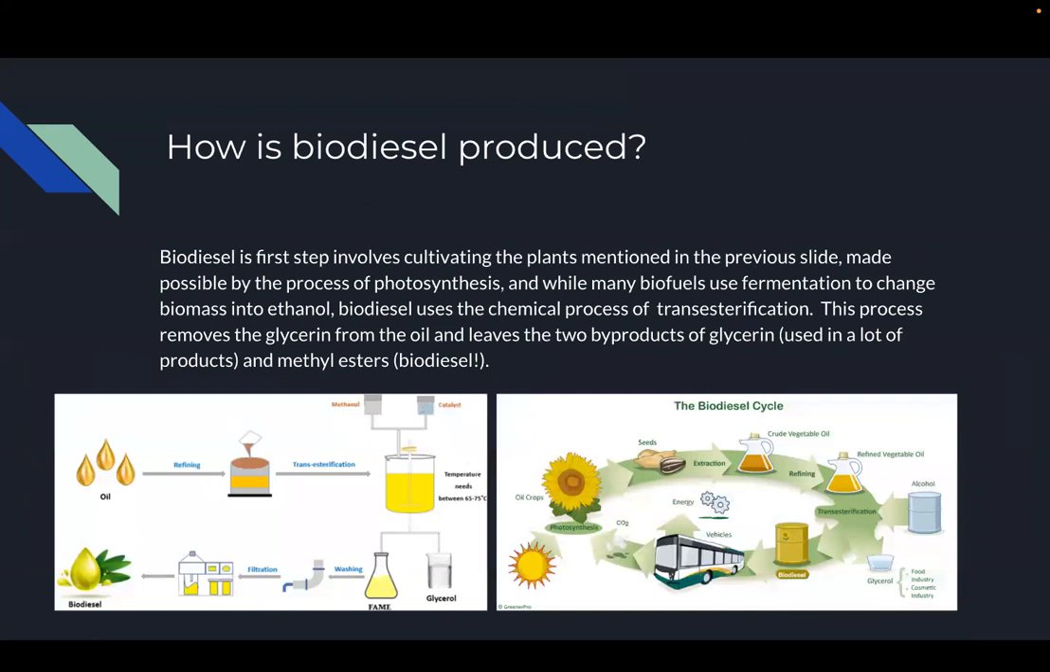So how is it produced? The first step involves cultivating the plants mentioned in the previous slide, and it's made possible by the process of photosynthesis. Although many biofuels use fermentation to change biomass into ethanol, biodiesel uses the chemical process of transesterification. This process removes the glycerin from the oil and yields two byproducts: glycerin, which is used in cosmetics, soap, and many preservatives, and methyl esters, which is biodiesel. And right here, this shows this process in the bottom left corner. I'll get to this in the next couple of slides.